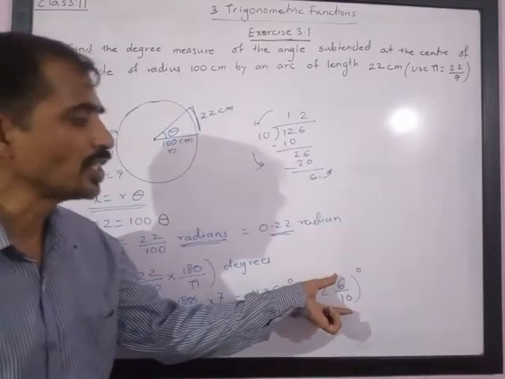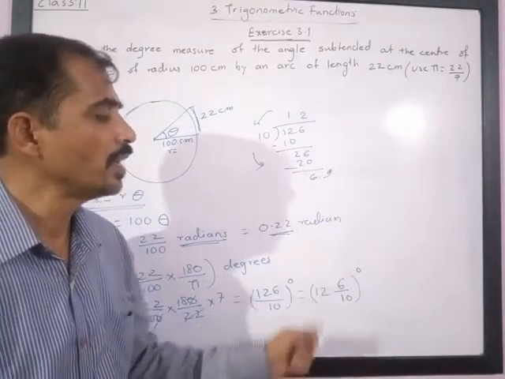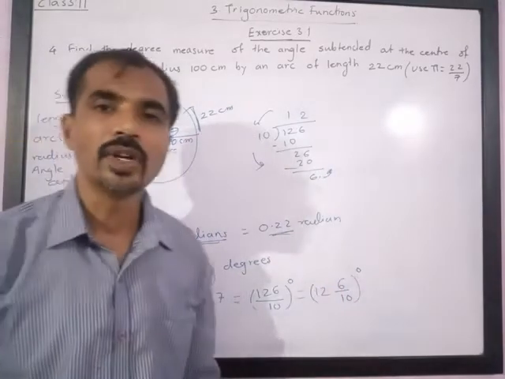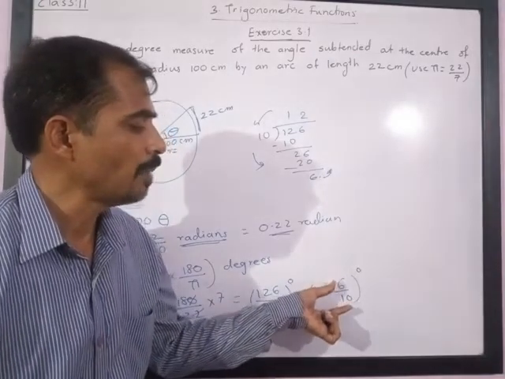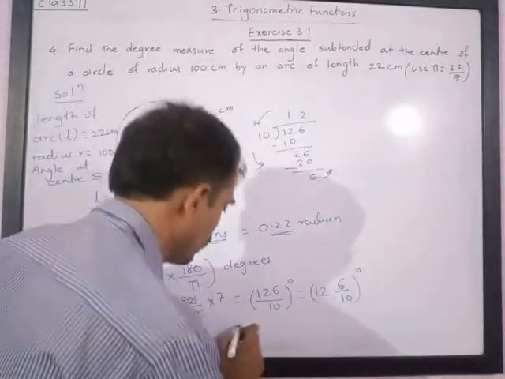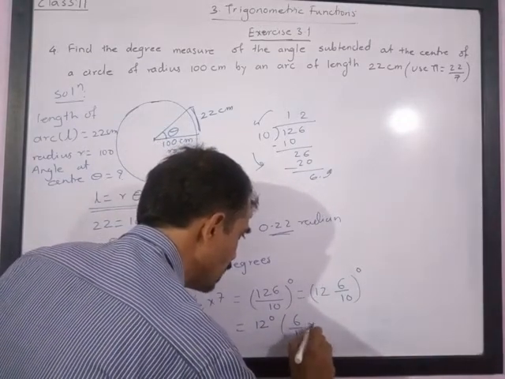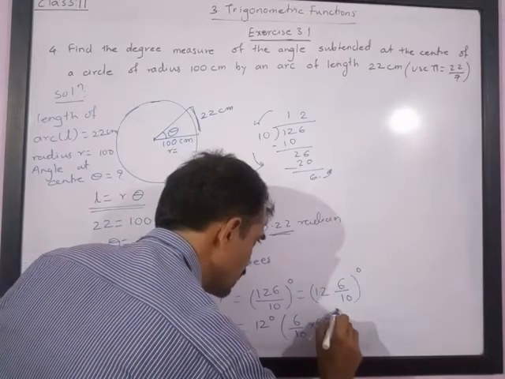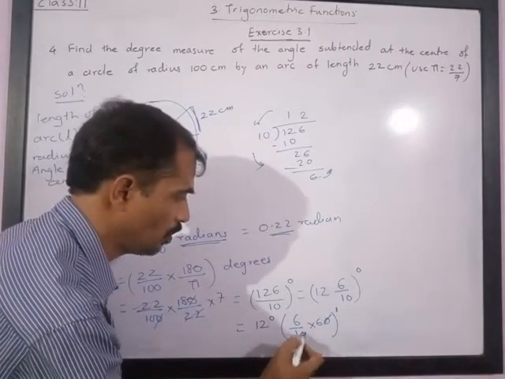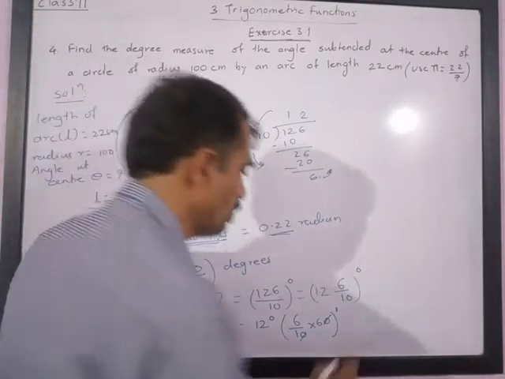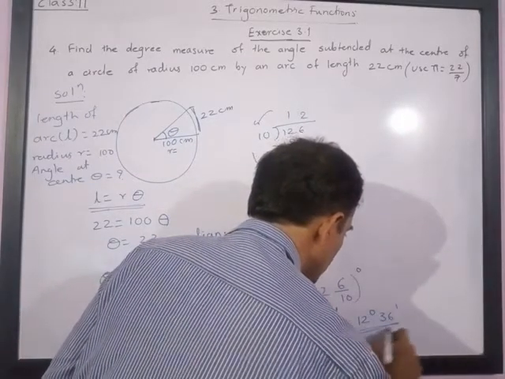Now this fractional part of the degrees we need to convert into minutes. We have already studied 1 degree is equal to 60 minutes. So to convert this fraction into minutes, we multiply by 60. So this is equal to 12 degrees and 6 upon 10 multiplied by 60 minutes. Again this is reducible, so you will get 6 6s are 36. So this is 12 degrees and 36 minutes.